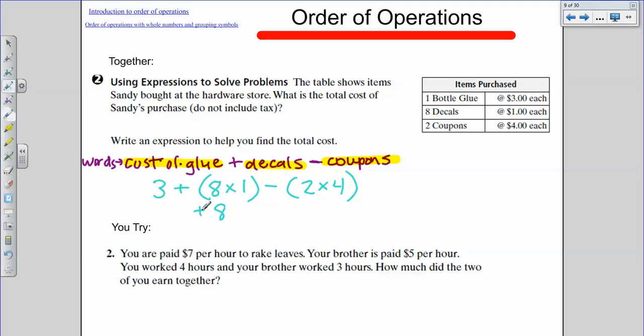Then I'm going to rewrite the rest of my expression. Now I'm going to have 2 times 4 is 8. So it looks like my final answer here is going to be 3. So what was the total cost of her purchase? And again, I'm not including tax because it doesn't tell me information about tax. So the total cost was $3.